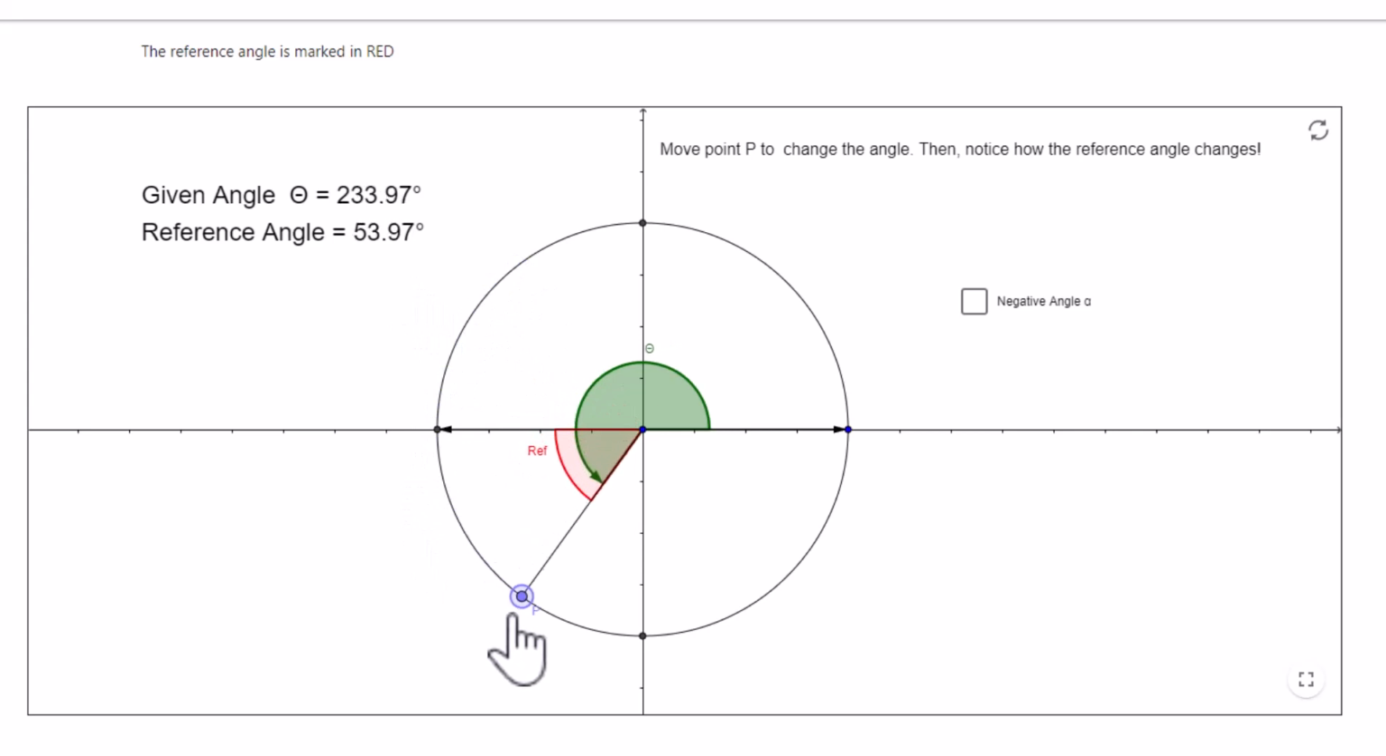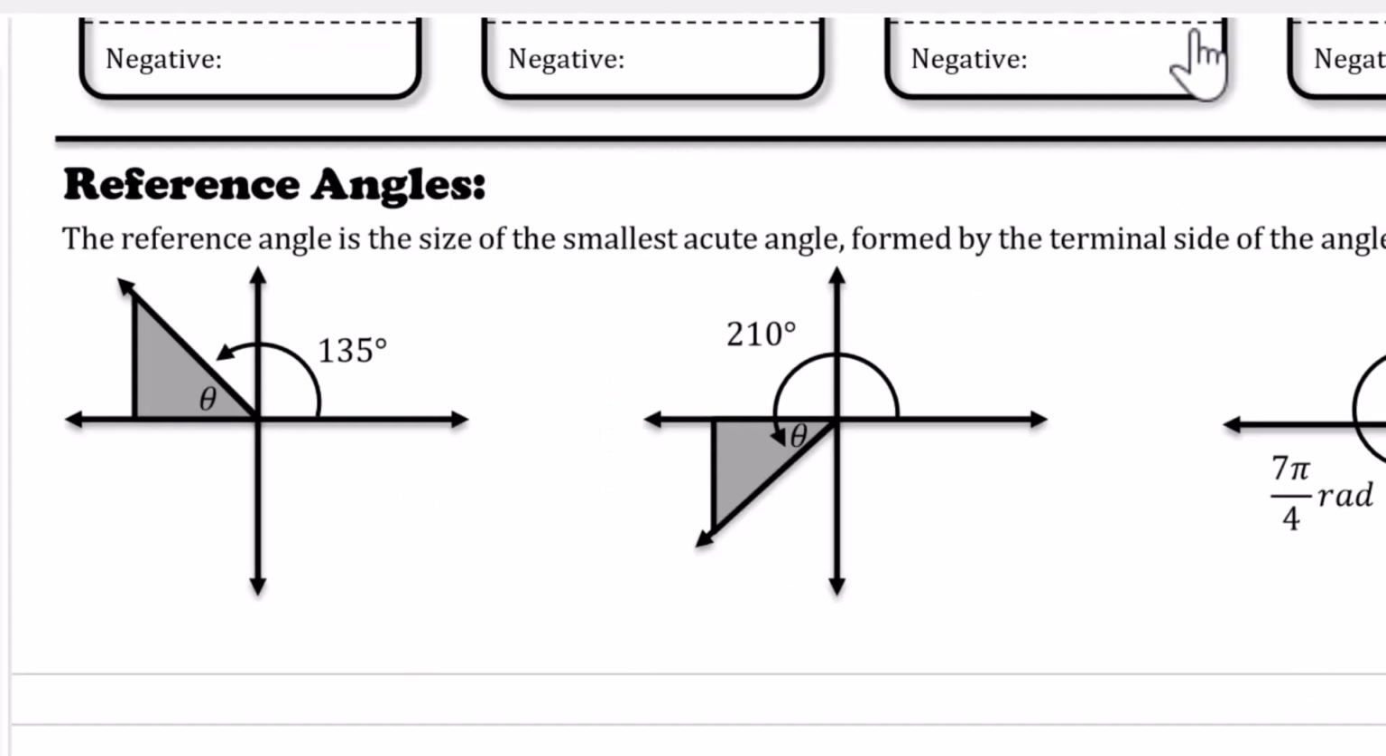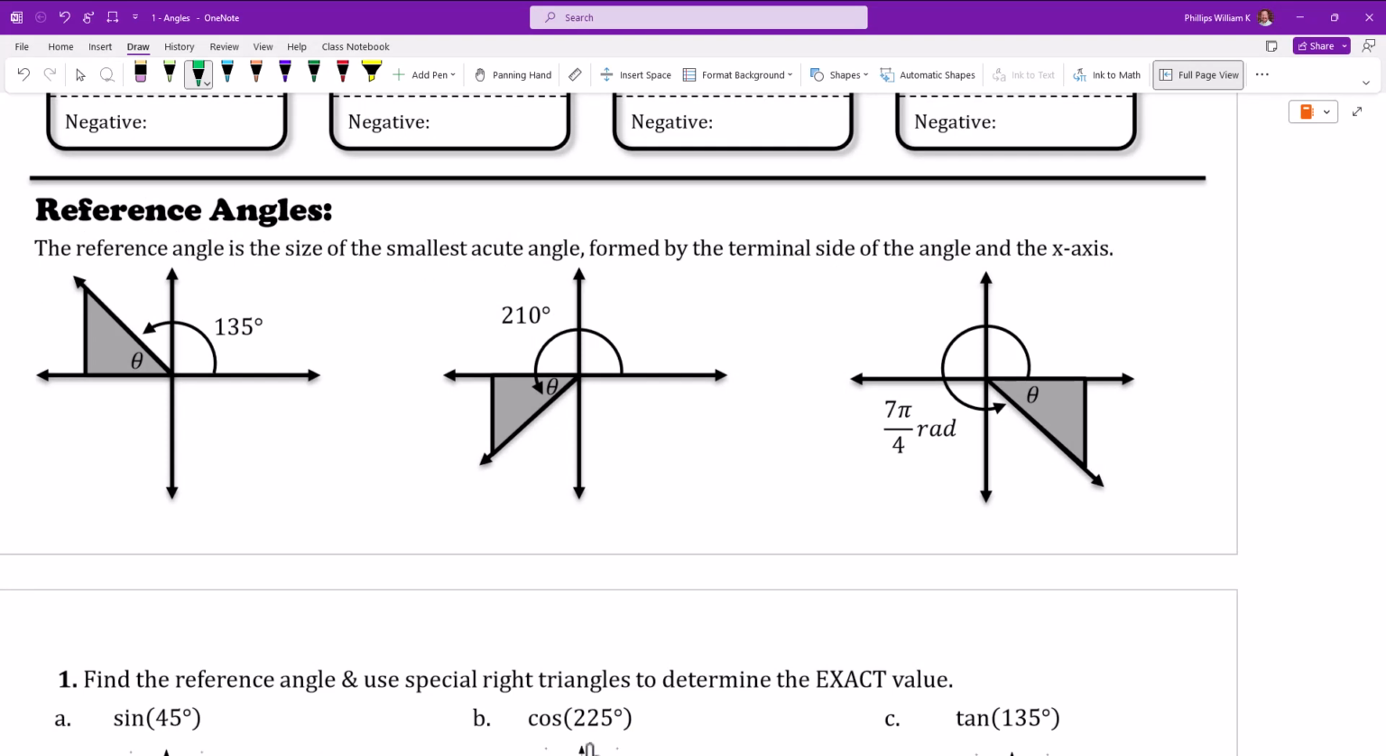So even as I move to quadrant 3, here I have some obtuse angle, and then my reference angle is still 55. So if I'm right here and this is 235 degrees, I'm thinking, okay, how far is this terminal side from the x-axis? And you'll notice it is 55 degrees from that. And even as I move to quadrant 4, here I have 315 degrees. Okay, well, how far is this terminal side from the x-axis? And it is 45 degrees. So that is what a reference angle is. So back to this.